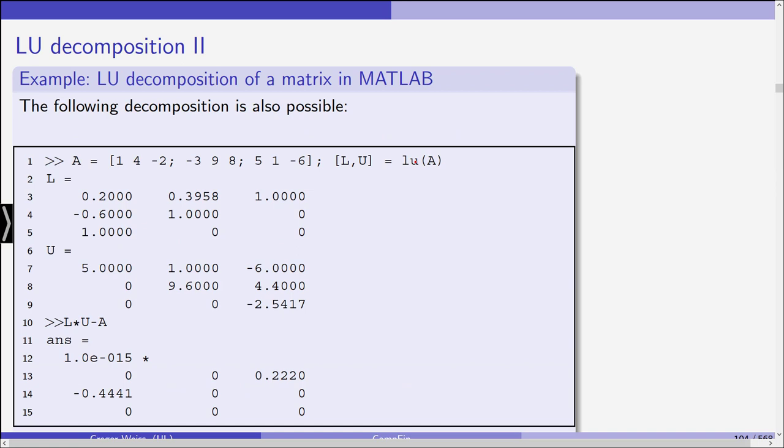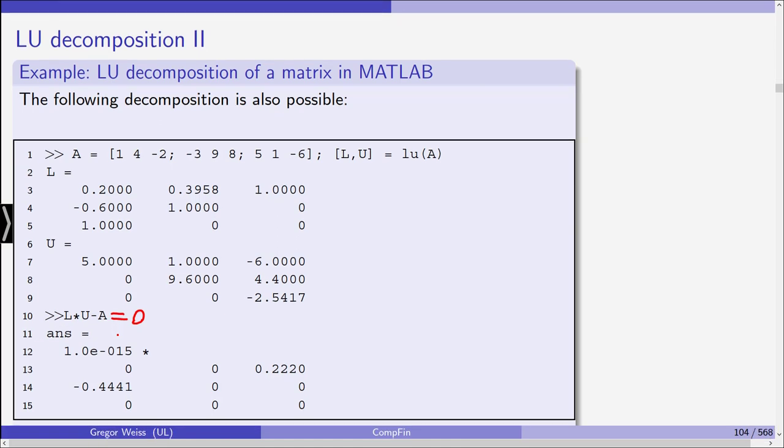Now, we can also check the following. If you take L times U minus A, we would expect this to be zero, because we said that A is decomposed into L times U. But as you can see here, MATLAB still has some rounding errors at the 15th decimal, and you get a slight error here and here. But we would say, okay, for MATLAB, for this computer, this is close to being the zero matrix, so this is fine.